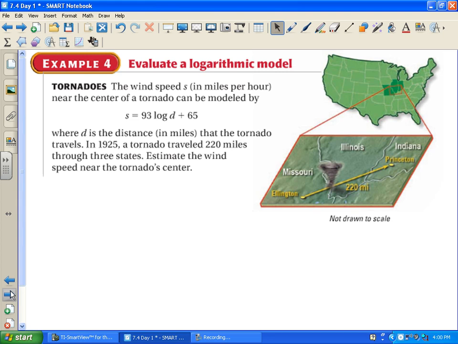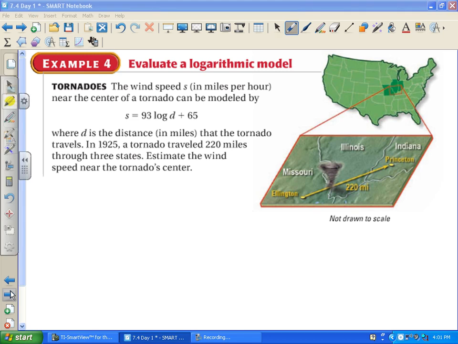The next problem. Tornadoes, wind speed in miles per hour near the center of a tornado can be modeled by S equals 93 log D plus 65, where D is the distance in miles that the tornado travels. In 1925, a tornado traveled 220 miles through 3 states. Estimate the wind speed near the tornado's center.